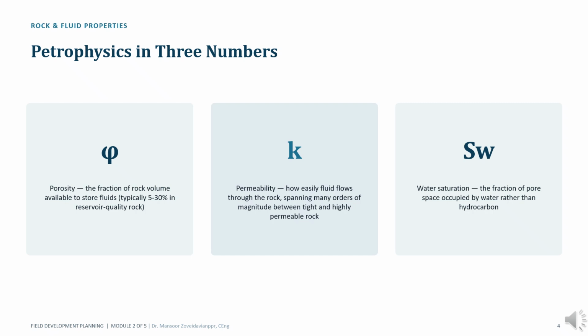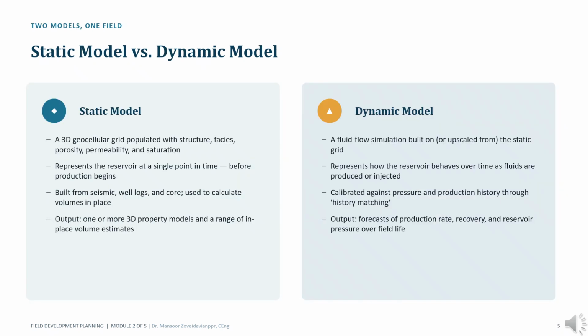In very simple terms, porosity influences storage. Permeability influences flow. Water saturation influences hydrocarbon volume. This is one of the most important distinctions in the entire course.